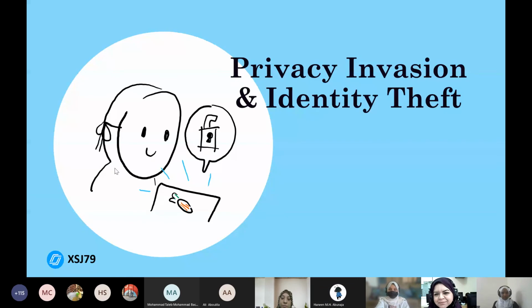All right, to start off, what are privacy invasion and identity theft? The meaning of privacy invasion briefly means a situation in which someone tries to find out details about another person's private affairs in a way that is upsetting and often illegal. Whereas identity theft is defined as the crime of obtaining the personal or financial information of another person to use their identity to commit fraud, such as making unauthorized transactions or purchases. Next slide.